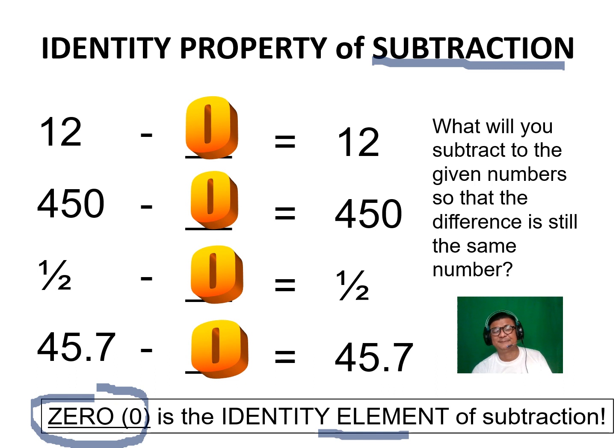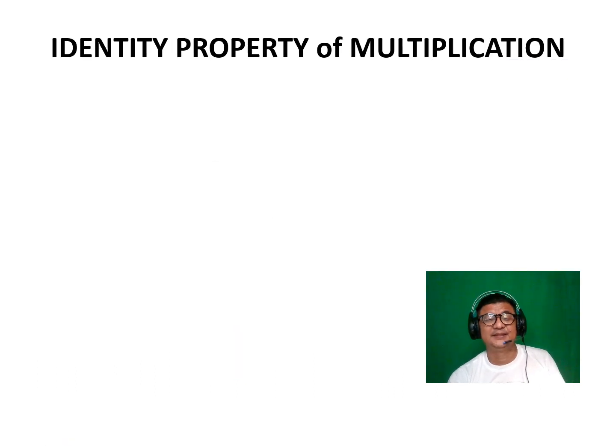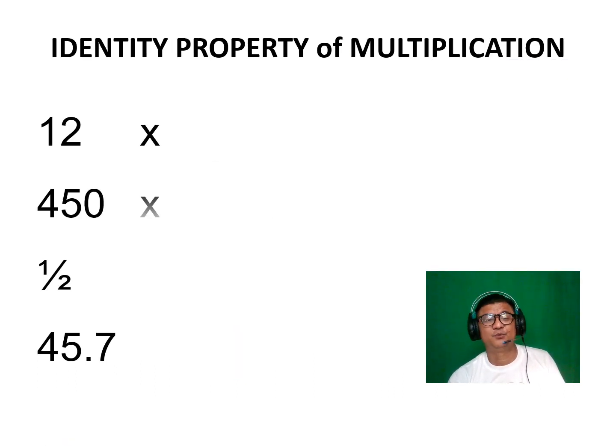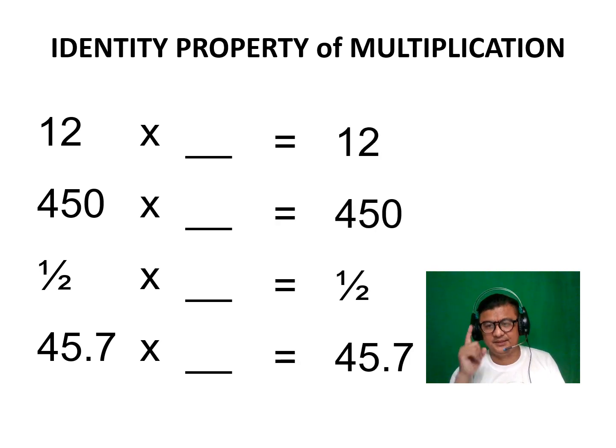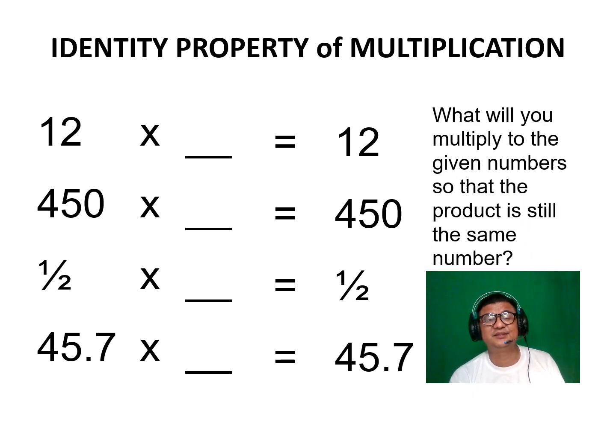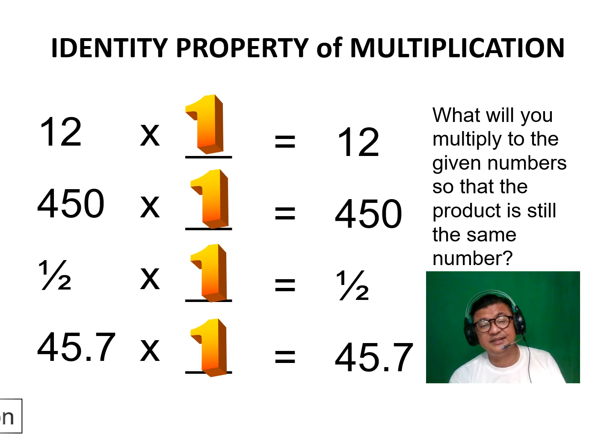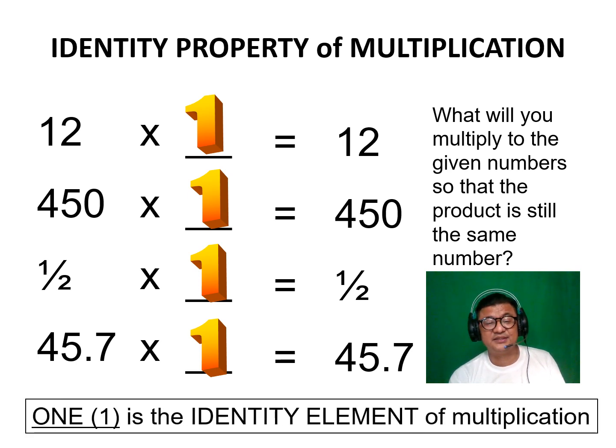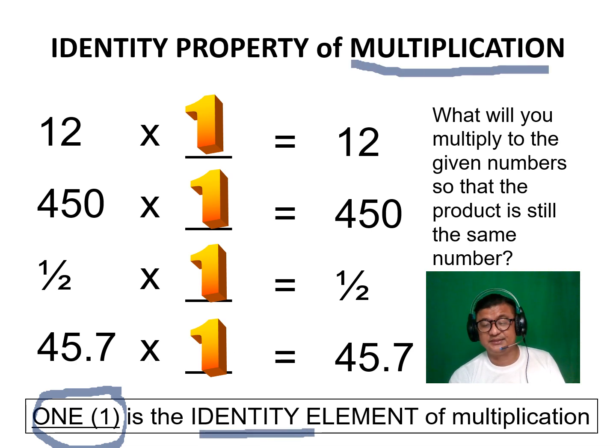Okay, ready? Next is multiplication. What will I multiply to these numbers and get the same number? Think. I thought multiplying makes it bigger. But no, I want it the same. All right, correct. The answer is 1. Multiply any number by 1, the answer is still the same number. See that? For multiplication, multiply it by 1, it's the same number.